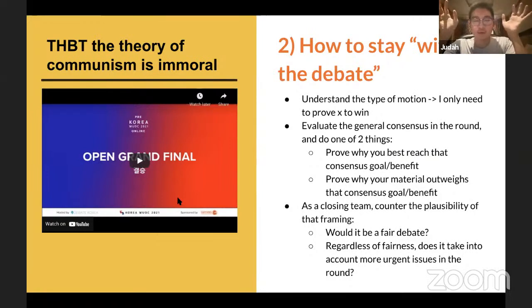I guess the final thing to note here is just, as a closing team, what do you do? As a closing team, you can counter the plausibility of the opening team's framing by asking, would it really be a fair debate if this metric was used to win the round.